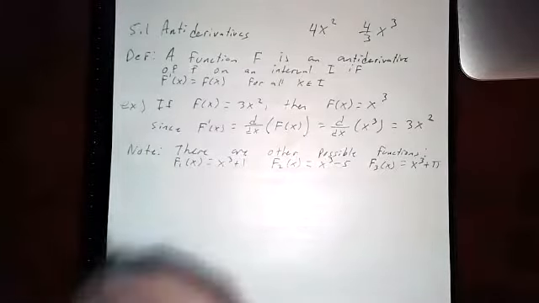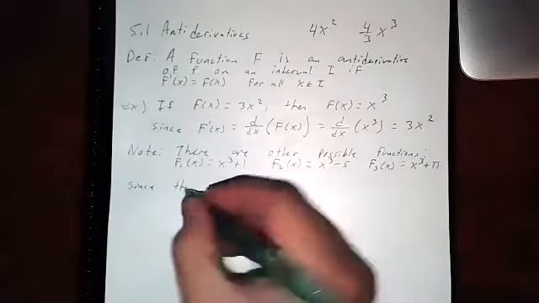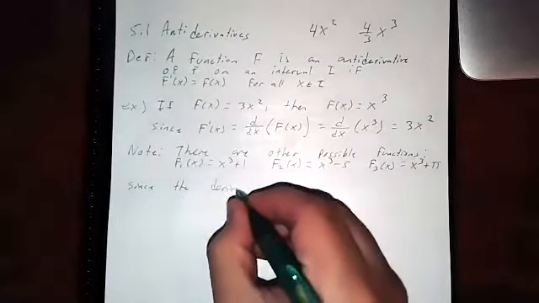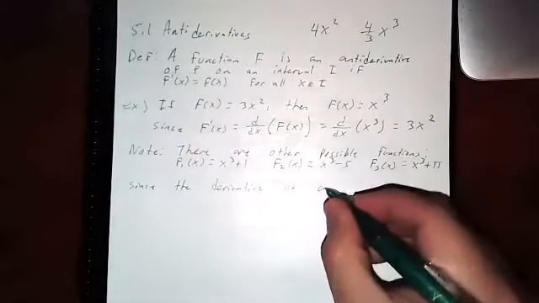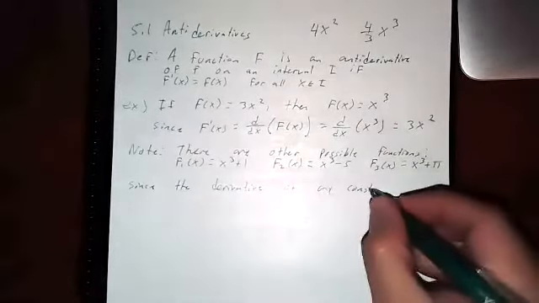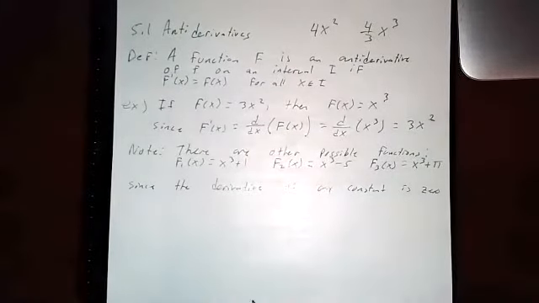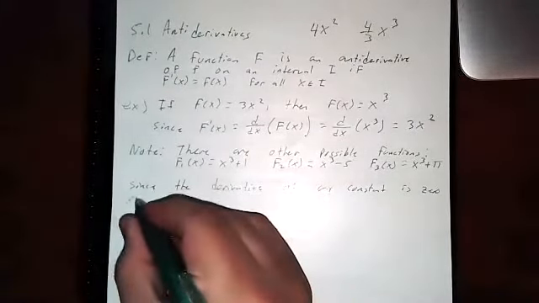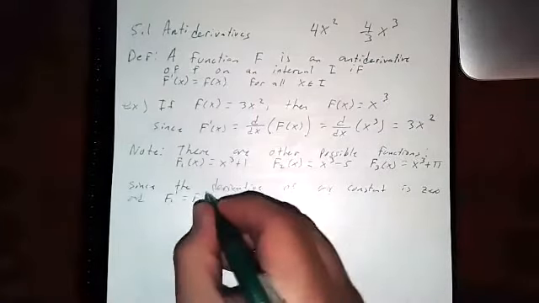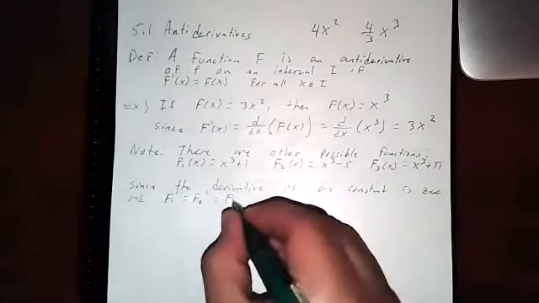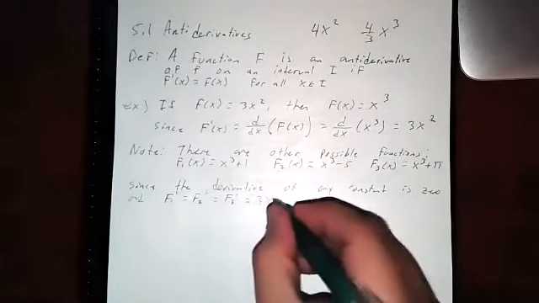Okay. So since the derivative of any constant is 0, f1 prime is equal to f2 prime is equal to f3 prime, which is 3x squared, right?